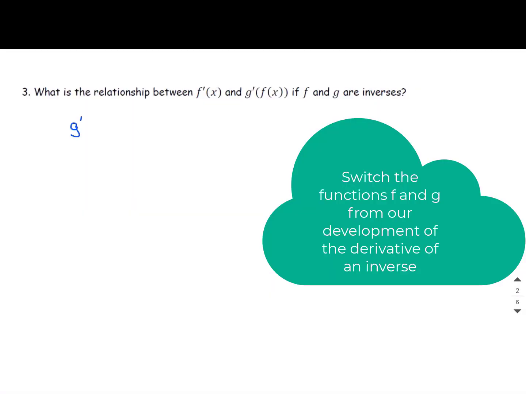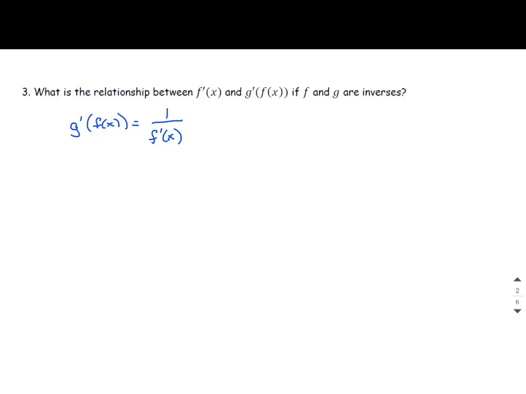Yay! g prime of f of x equals 1 over the derivative of f of x. Now it's important to remember here, guys, that this f of x is a y value of f. This x is an x of f. All right, that's real important to make sure you know.